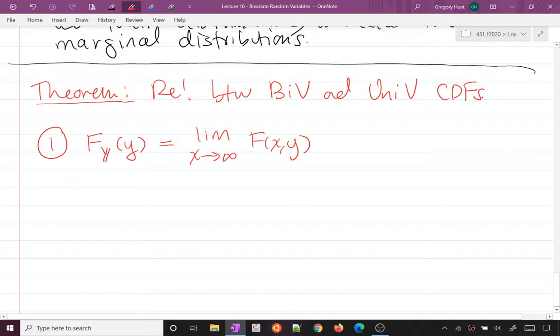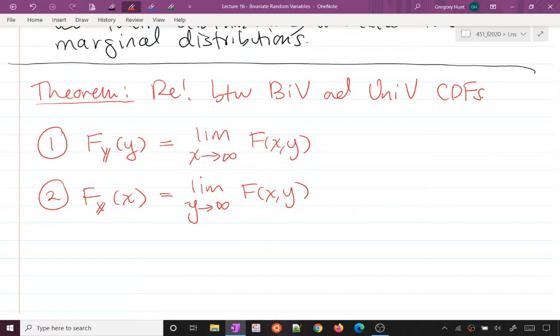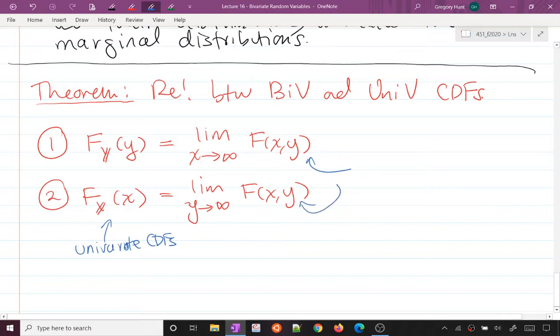that's going to give me back my univariate CDF for y. Similarly, if I want the univariate CDF for x, I can fix x, send y to infinity, and if I do that for my bivariate CDF, I will get the univariate CDF for x. So these are the univariate CDFs, and F here are the bivariate CDFs.